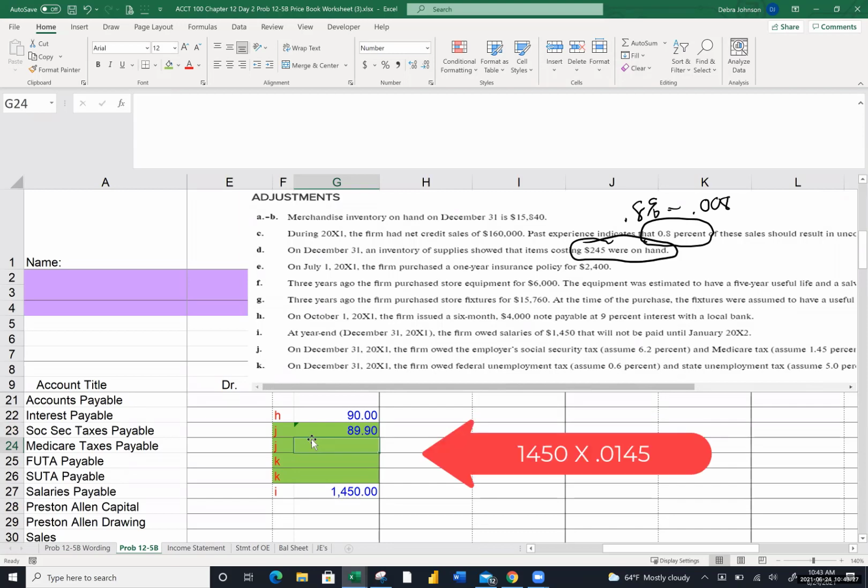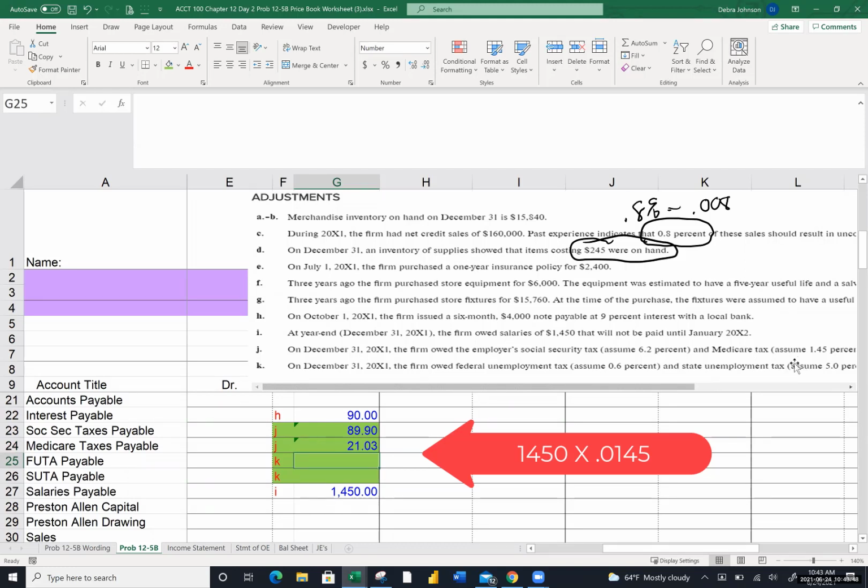And then Medicare, we're going to take that $14.50 and type in the Medicare rate your author gave us, which is 1.45%. And when I do that, I got 2103.